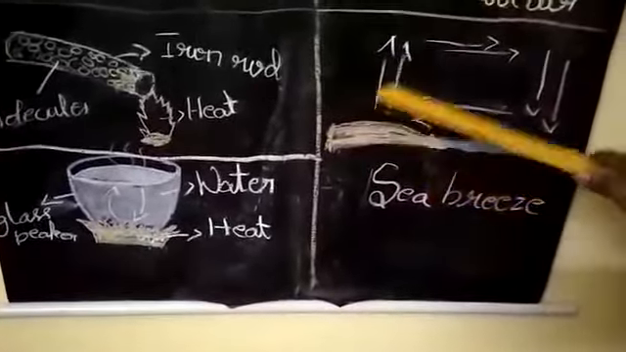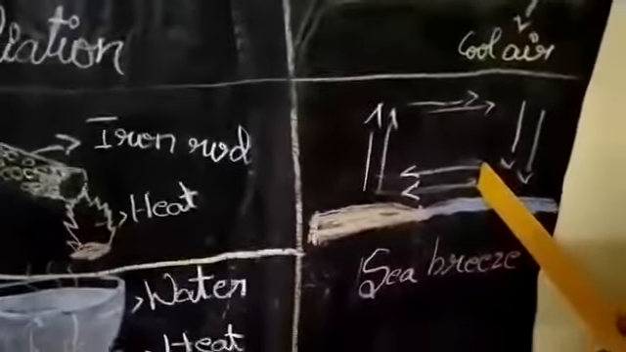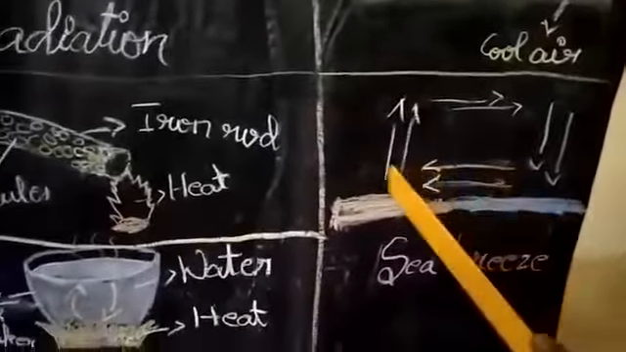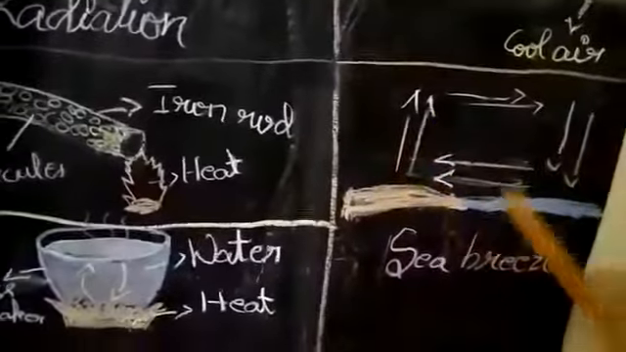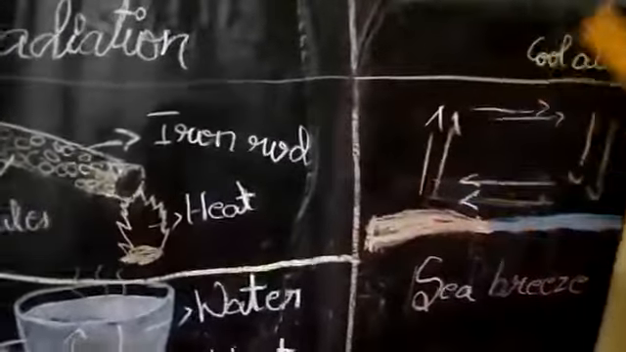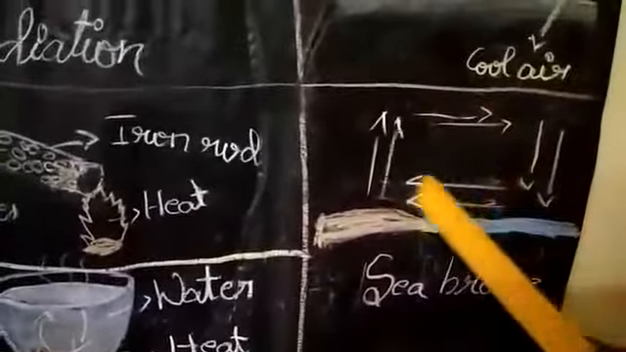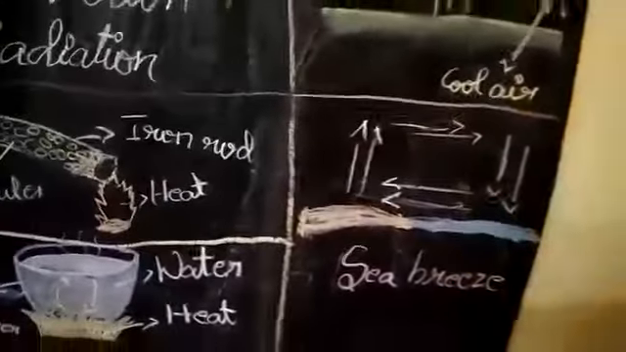The air that comes from the sea is called sea breeze. This is a circular method of transfer of heat.